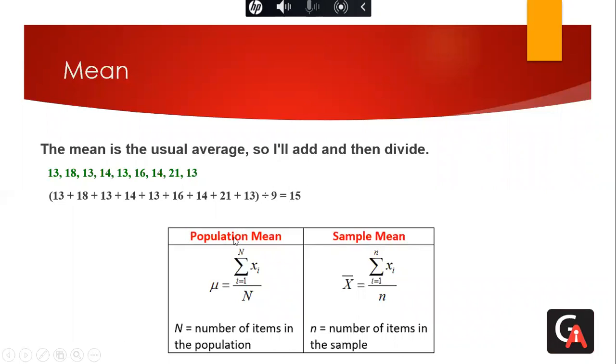So let's talk about population mean and sample mean. So guys, this is just a representation. The population mean is represented by mu and the sample mean is represented by x bar. The formula is the same, and the capital N is the number of items in the population and small n is the number of items in the sample. So this is just a representation and the formula is the same for both.